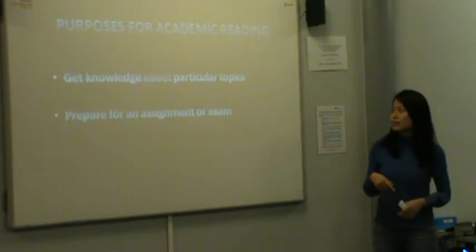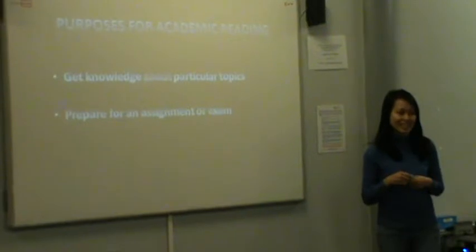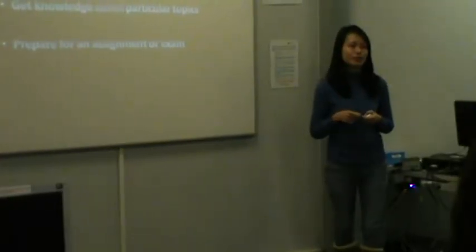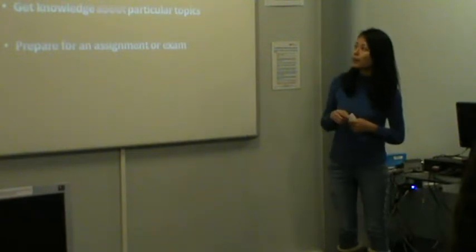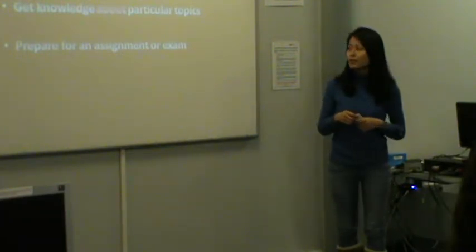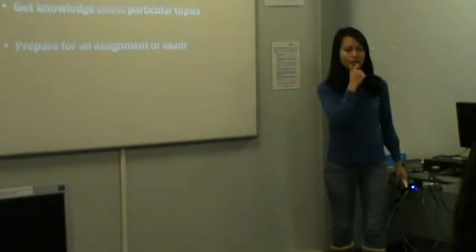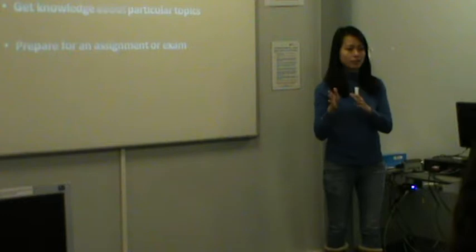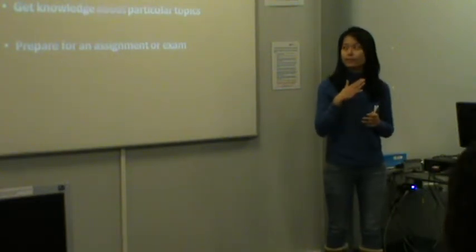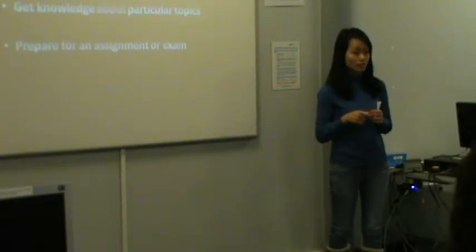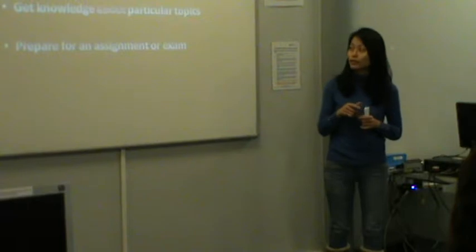In terms of this presentation, we will talk to you about academic reading, not reading for fun. The reading that we need for the academic course. So we think that there are two main purposes for academic reading. First is to get knowledge about your particular topic. Before the lecture or after, we need to read a lot of books and articles to get the information about a specific topic and upgrade your knowledge. So I think this is the first purpose.